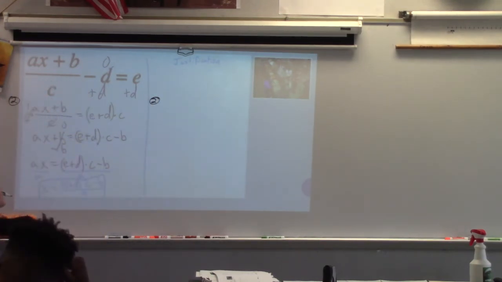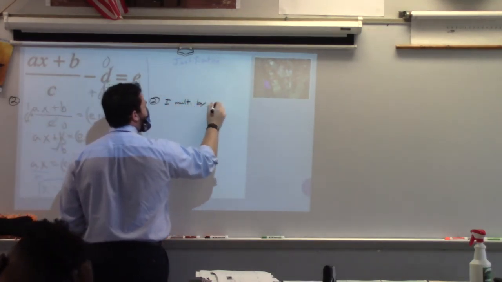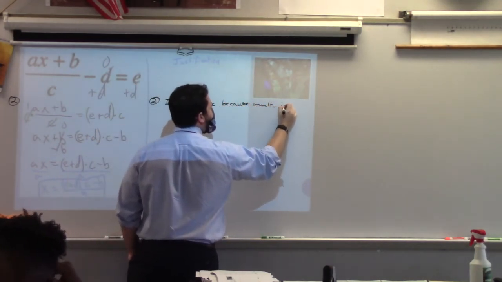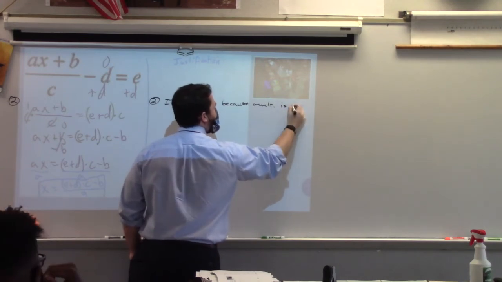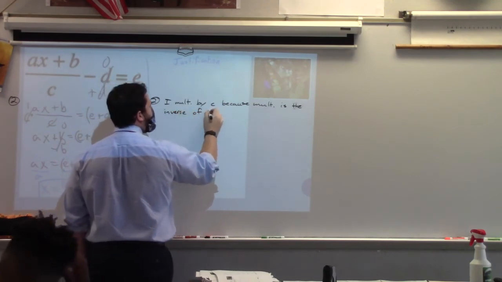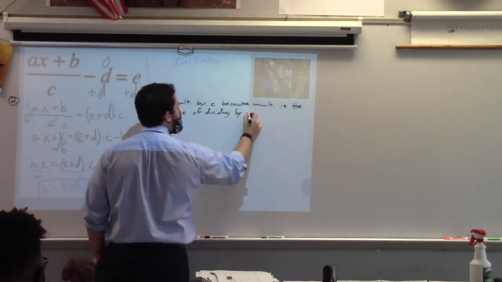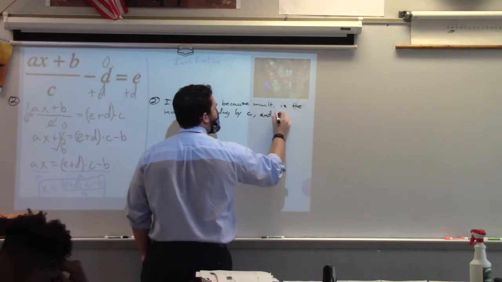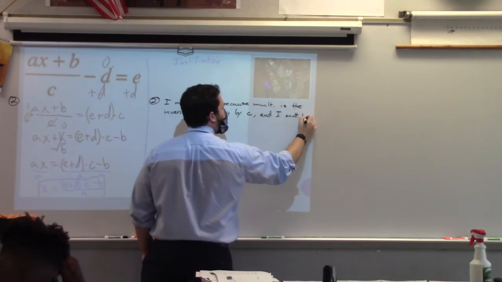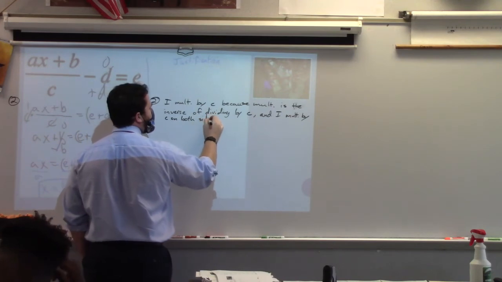I multiplied by c because it's the inverse of dividing by c, and then both sides to b. So I multiplied by c because multiplication is the inverse. Is that what you said? Inverse of what? Okay, so it's the inverse of dividing by c. Then what did you say after that? Both sides. This is the equation. And I multiplied by c on both sides to keep the equation equal.